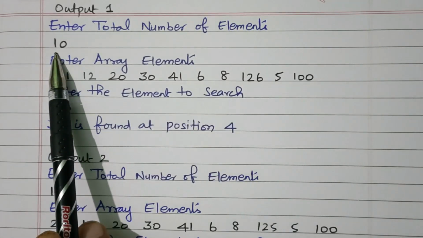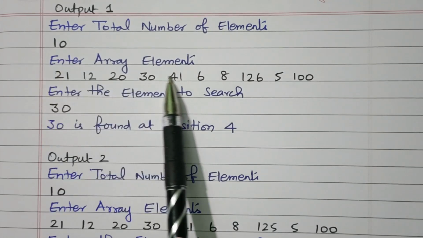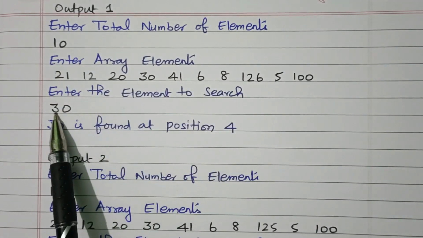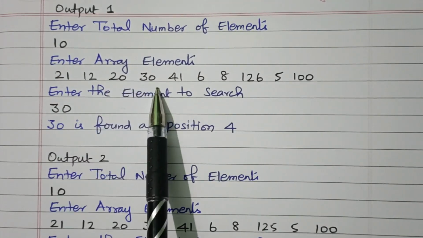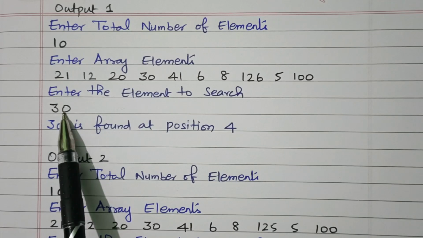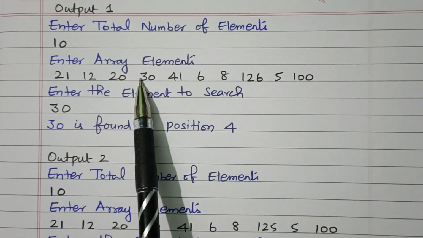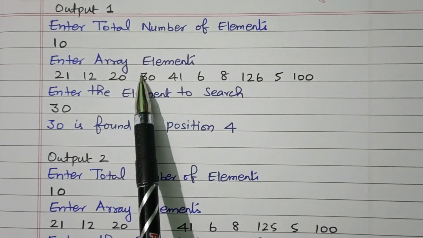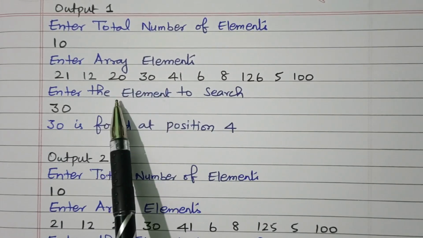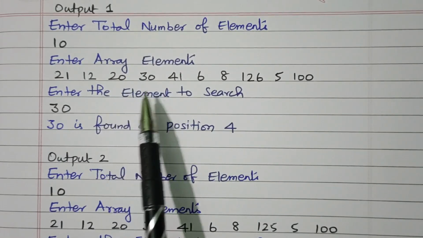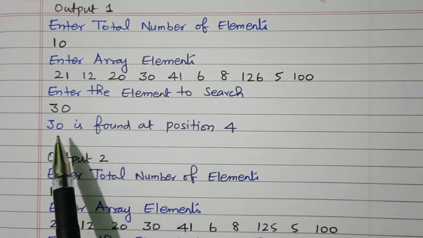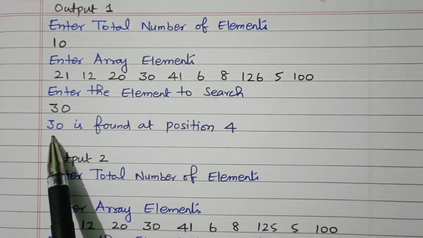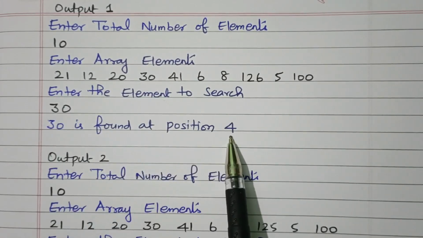So the number of elements is 10, and all these 10 elements are entered. The element to be searched is 30. See that 30 is available here in the fourth position. So this 30 is verified with the first, second, third, fourth positions, checking one by one. At the fourth position it is available, so it will make found equal to 1 and break the process. After the fourth position it will break. Then it will check found equal to 1, so this element 30 is found at position 4, I plus 1.